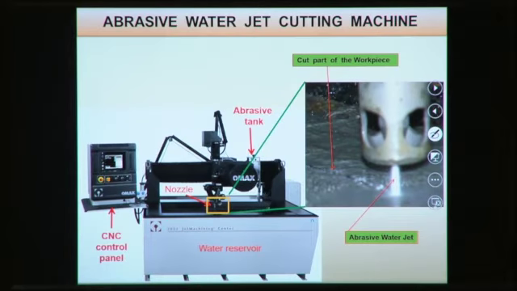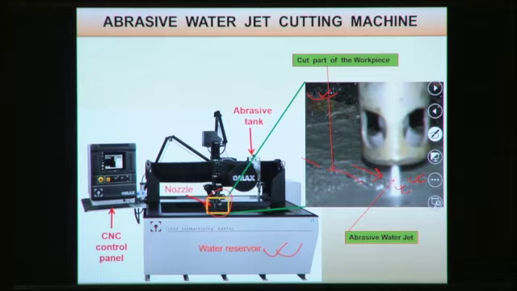You can see the same abrasive water jet machine here. This is the water reservoir, and this is the nozzle. You can see this nozzle in an exploded view here. The abrasive water jet is coming through this nozzle, and it is traversing with the velocity u. With the traverse velocity u, you can see the cut marks on the workpiece surface. These are the cut marks, and this is the abrasive water jet here.